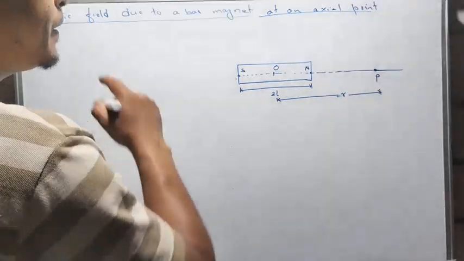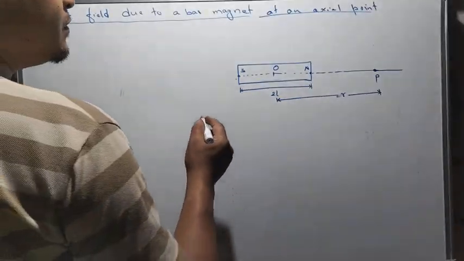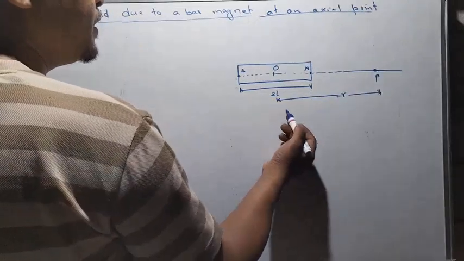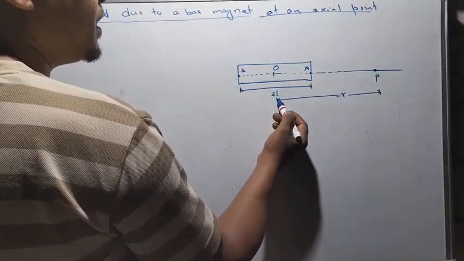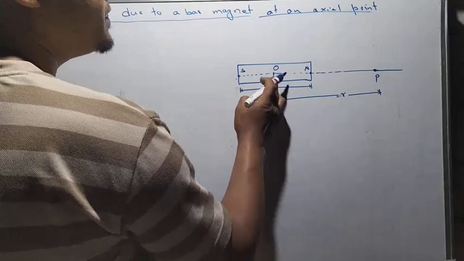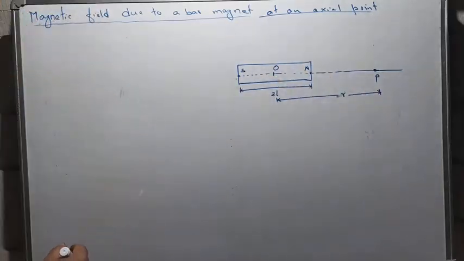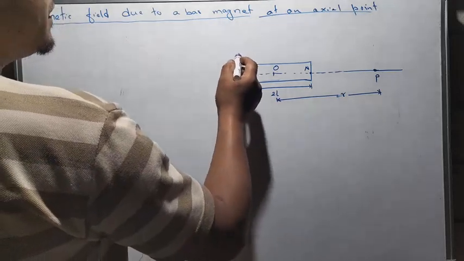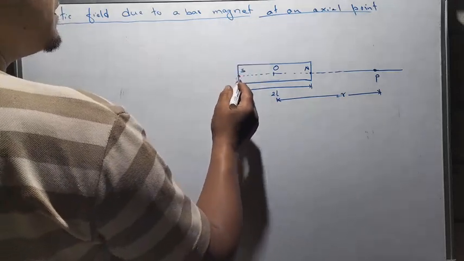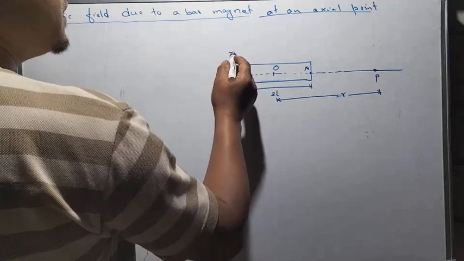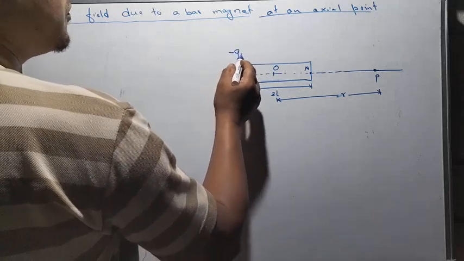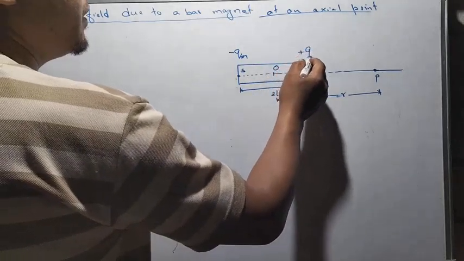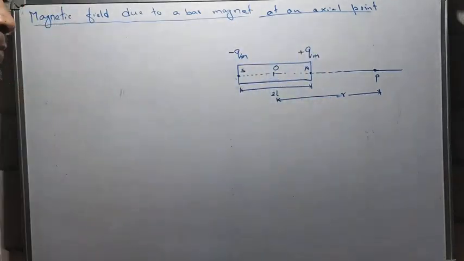the axial line. For that, I will consider that this point P is at a distance small r from the center of the dipole. After that, we will also consider that the strength of the south pole in this case is minus qm, and the strength of the north pole is plus qm.